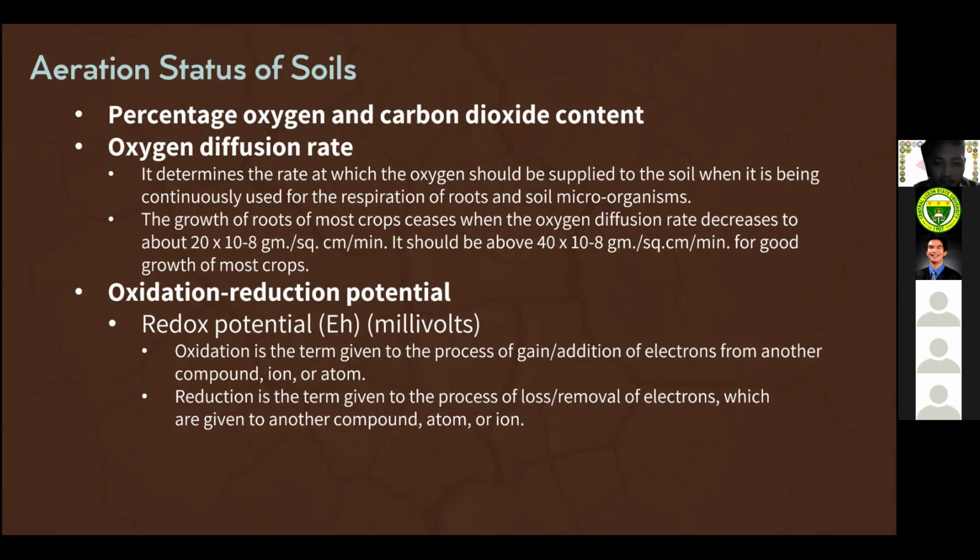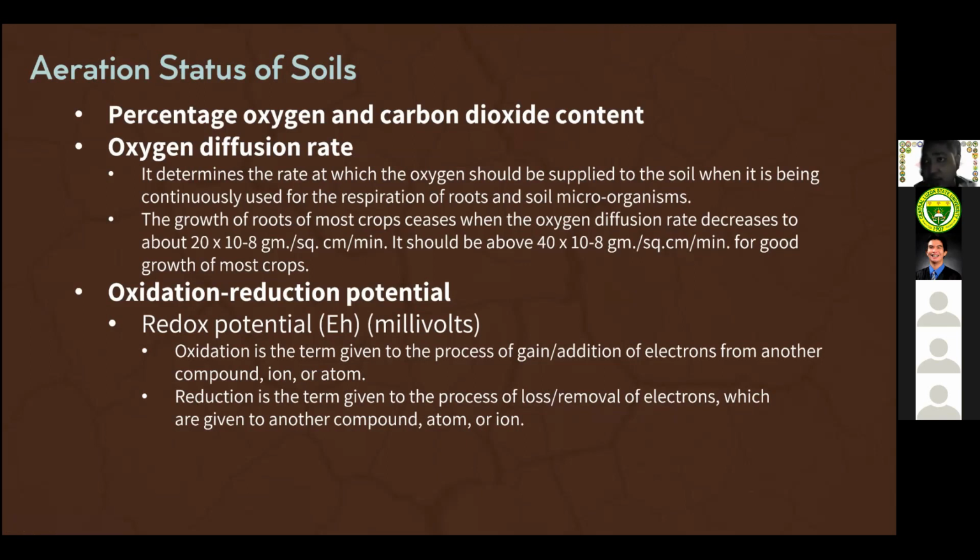So oxidation is the term given to the process of loss of electrons, while reduction is the process of gain of electrons from another compound, atom, or ion. Then reduction is the term given to the process of loss of or removal of electrons which are given to another compound, atom, or ion. So dyan nagkakaroon ng redox reaction.